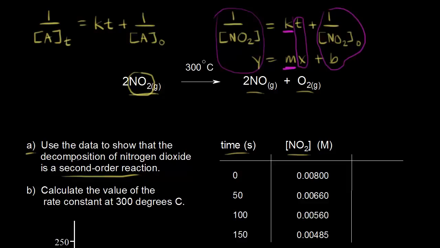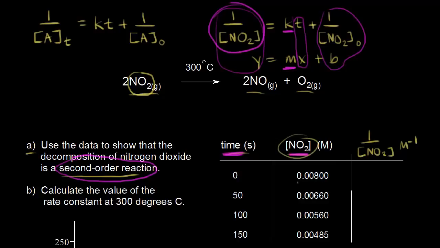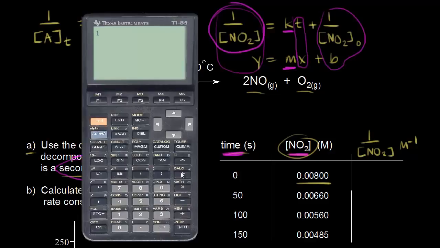So if we're going to show that this is a second order reaction, we already have the time, and we have the concentration of NO2, but we need 1 over the concentration of NO2. So let's plug that in here. That would be molar to the negative first. So let's go ahead and do that. Here's the concentration of NO2, so we need to take 1 over 0.008. We get out the calculator and we take 1 divided by 0.008 and we get 125.